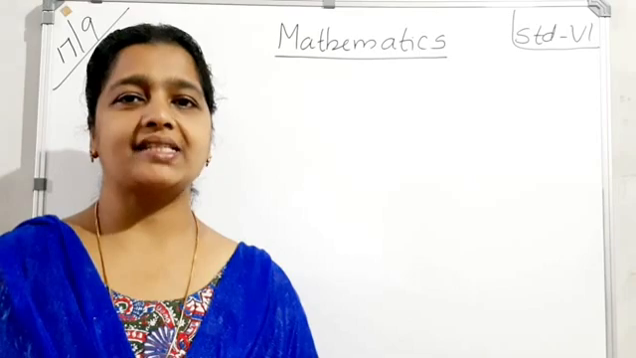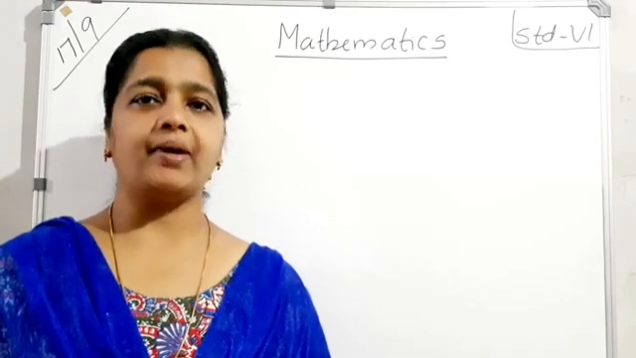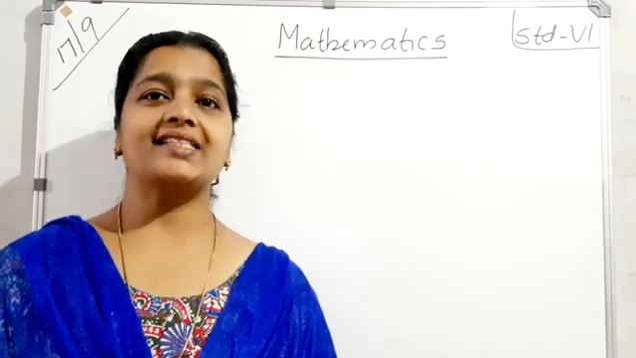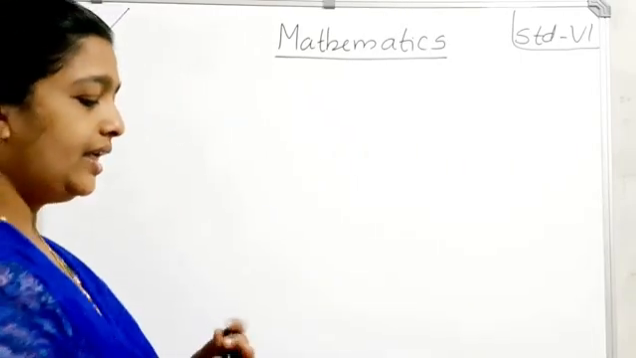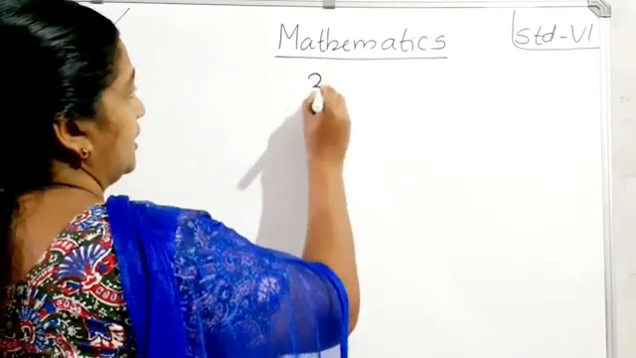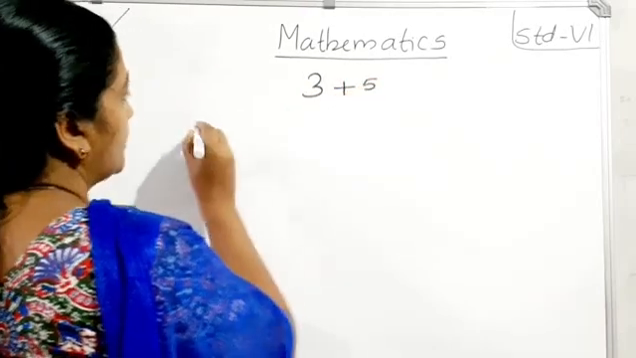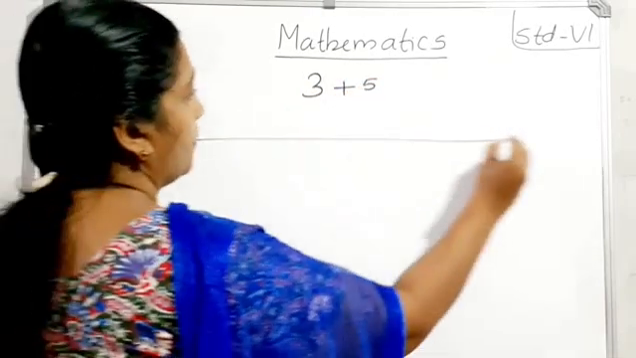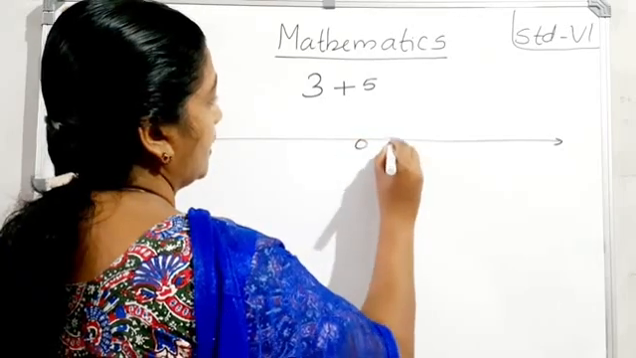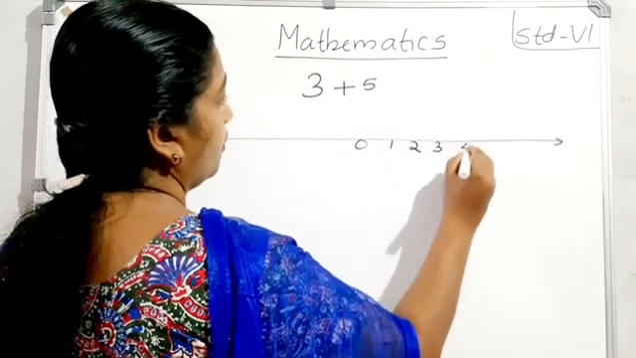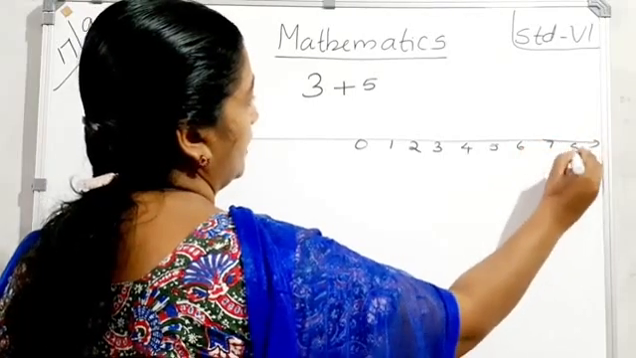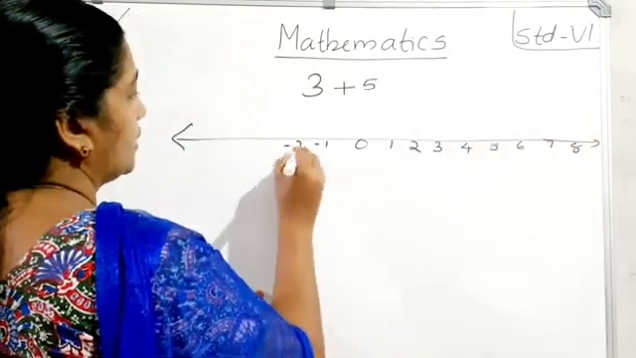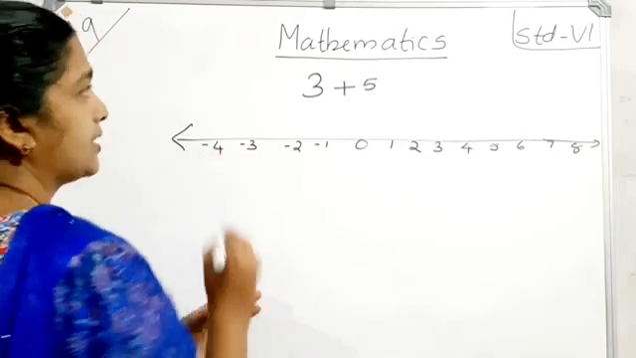Addition of integers on a number line. So we can represent the addition of integers on the number line also. We already studied about number line. So first question, 3 plus 5. First we want to draw the number line of integers: 1, 2, 3, 4, 5, 6, then 7, 8. Understand? Minus 1, minus 2, minus 3, minus 4, etc.